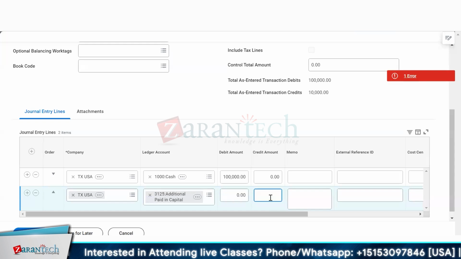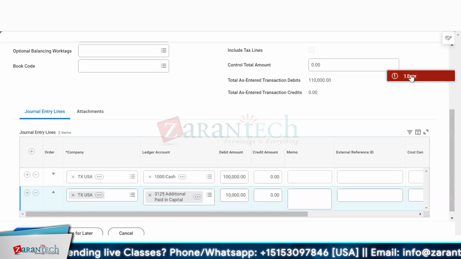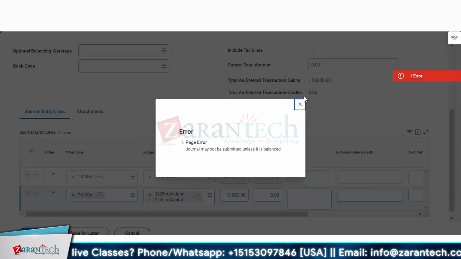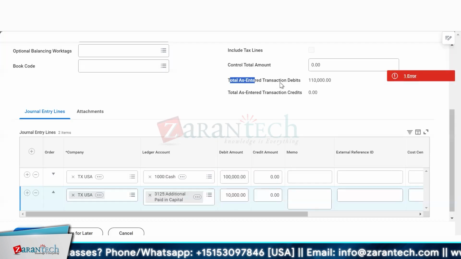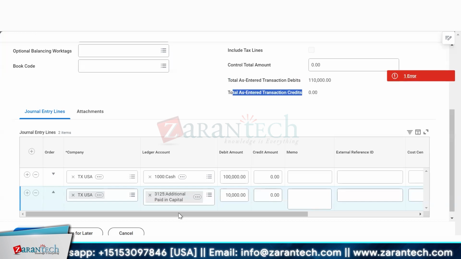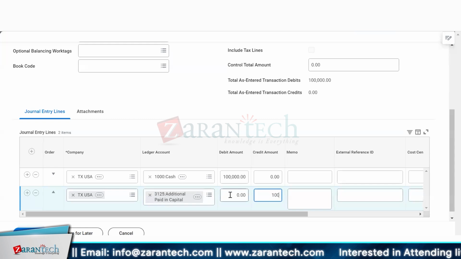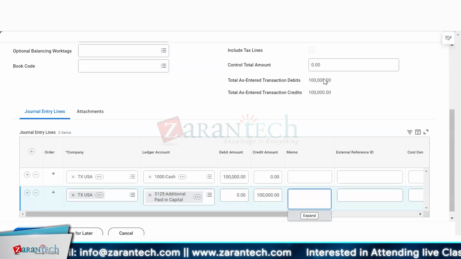The second validation is that if I create only one line and then submit it, the system will give another error that it is not balanced, because here the total entered transaction debit is 1,10,000 and credit is 0. So two lines, debit and credit, should be balanced. Now I will put 100,000 here, so both are balanced now.